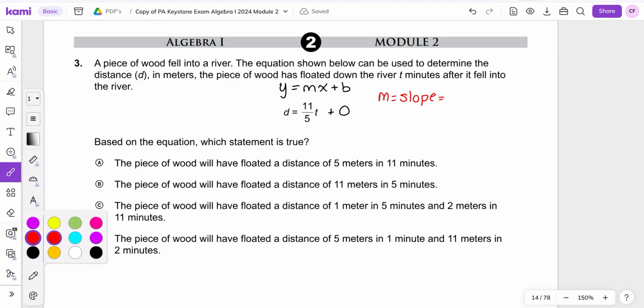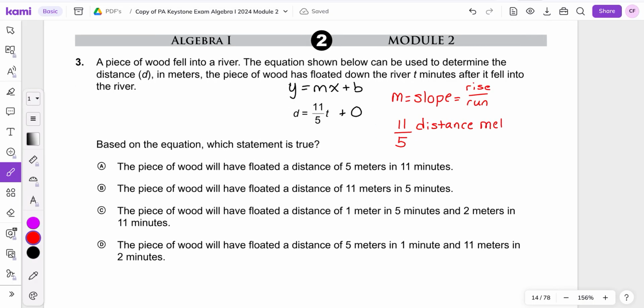And slope here is rise over run, but here it's worded a little differently. The slope is going to be the 11 over 5, and the number that the 11 represents here is the distance, which our units for distance here is meters, and the 5 is the time in minutes.